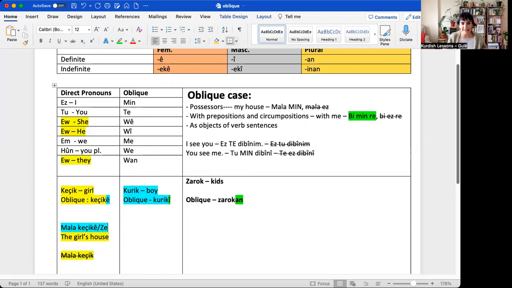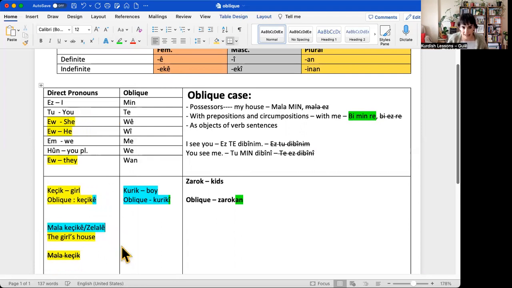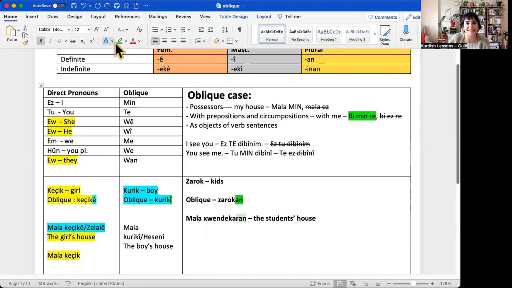It could be a noun: Mala zelale. Okay, Mala zelale. And for boy, we will say Mala kurki, the boy's house. If it was a name, Mala Hassani. Mala kurki, Mala Hassani. And if it was plural, we would say Mala, for example, the students' house, Karan. Here it is possessors.